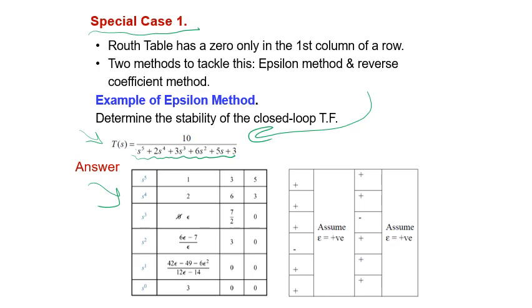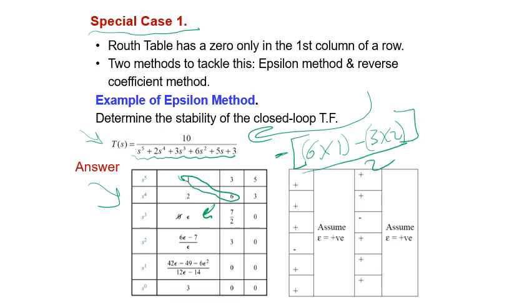If I want to get this item here, how do I calculate it? It's minus, of course, at the beginning: minus 6 into 1 minus 3 into 2, all divided by 2. When you calculate it, you are going to find that 6 minus 6 is equal to 0. So it ends up with 0 here.